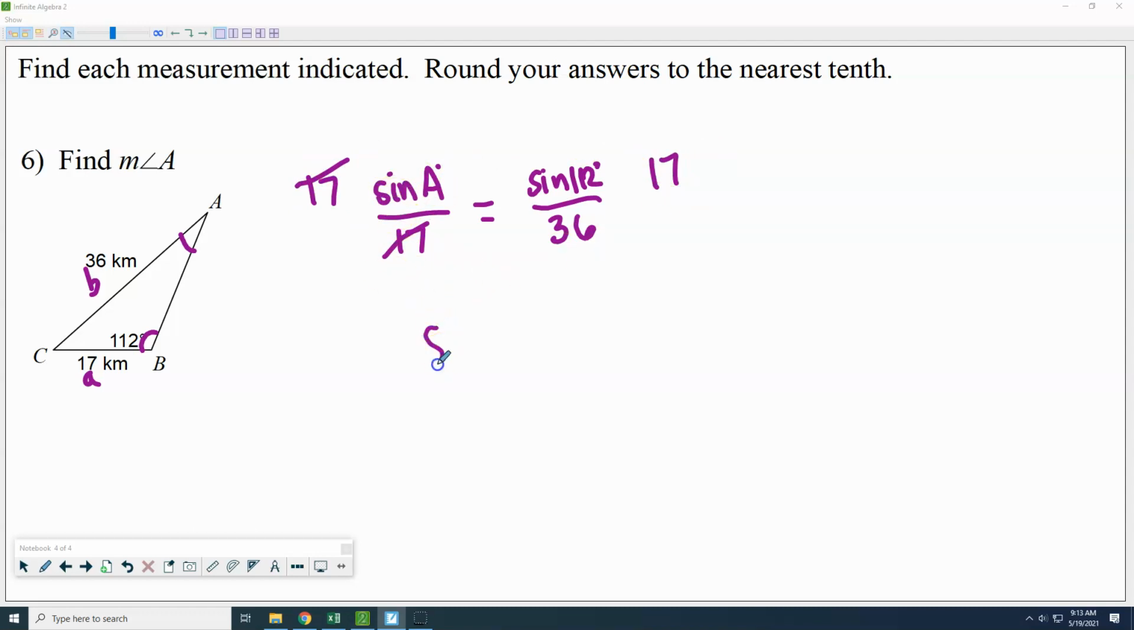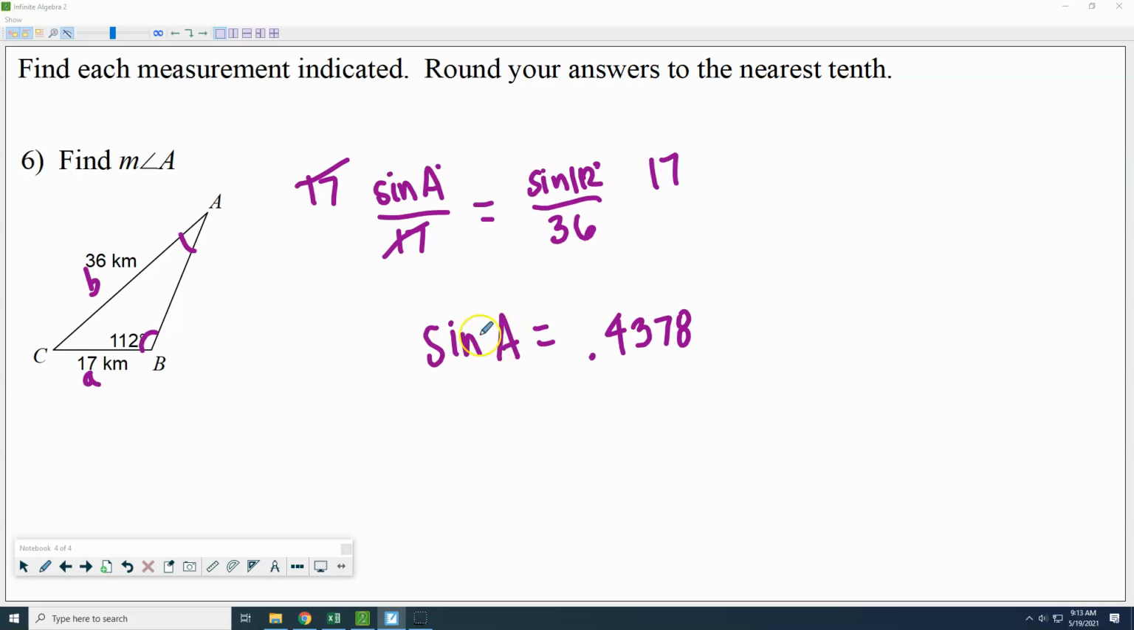And then, so the sine of angle A, if I put this into my calculator quickly, sine of 112 divided by 36. Again, make sure you close your parenthesis after 112 in your calculator, then divide by 36, then times by 17. That gives me that it's equal to 0.4378, and I'm going to keep 4 decimal places for now. So this is not just A, this is the sine of angle A is equal to 0.4378.